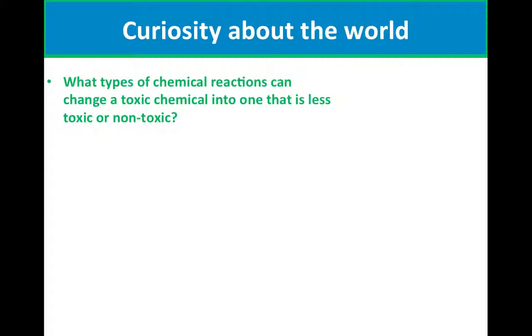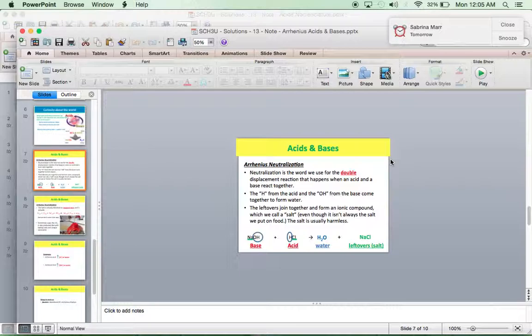What types of chemical reactions can change a toxic chemical into one that is less toxic or non-toxic? So I want you to think in terms of acids and bases, and we will get to the answer for this when you get back to class. So let's take a look at this here.